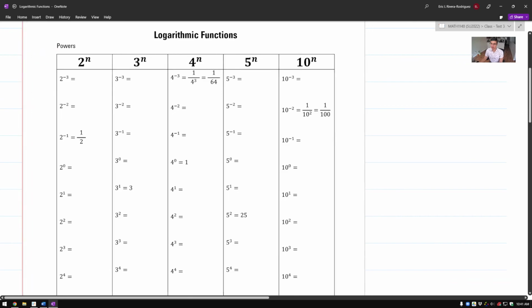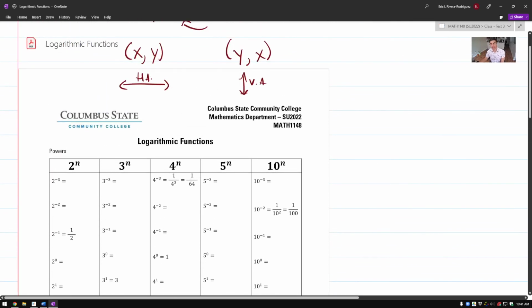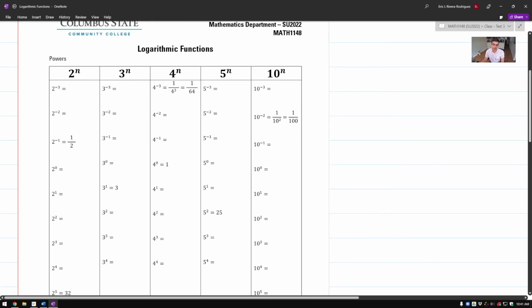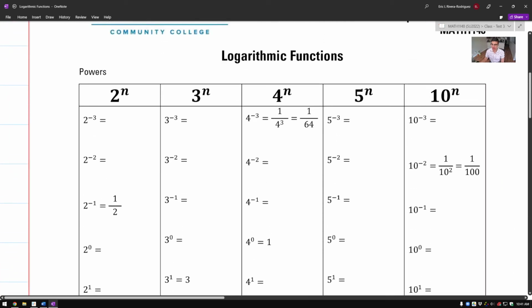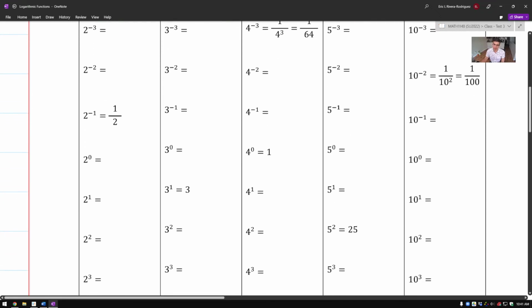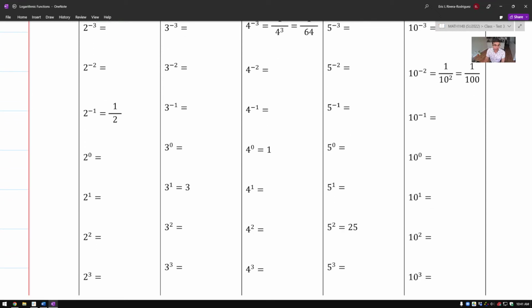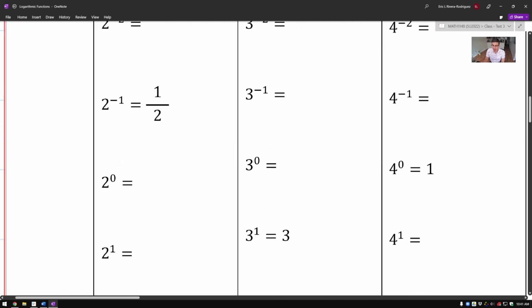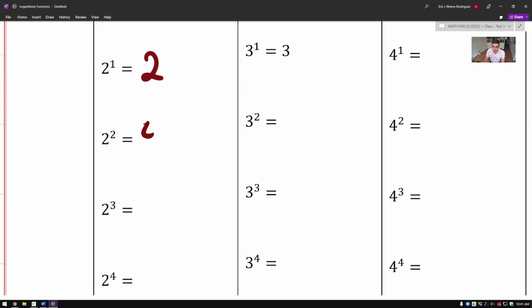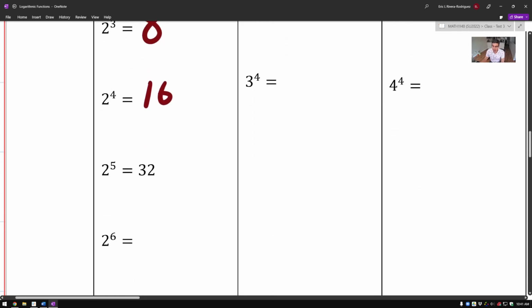What I want you to do is to get used to the logarithmic function. We are going to get deeper next lecture, but the first thing that you want to do is to practice how to get the powers of these numbers. Let's focus on the initial value, 2 raised to the power of 0. By the law of exponents, that is just 1. 2 raised to the power of 1 is just 2. 2 raised to the power of 2 is 4. 2 raised to the power of 3 is 8, then 16, and so on.